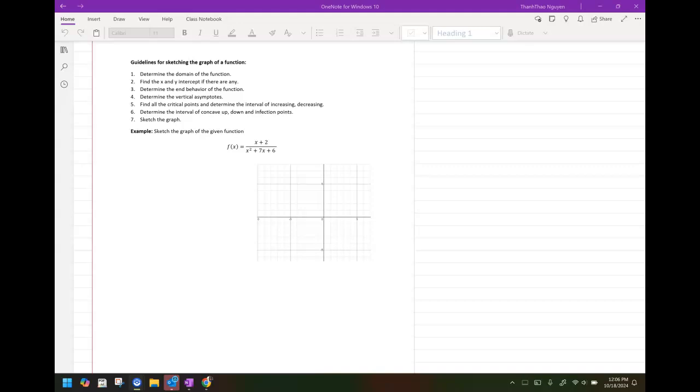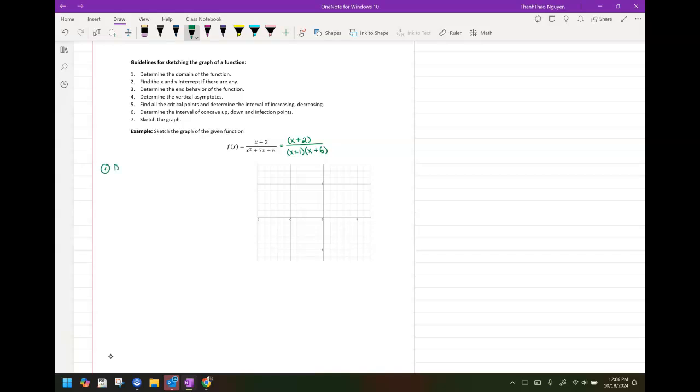Sketch the graph of the given function f of x equals x plus 2 divided by x squared plus 7x plus 6. First of all, we go ahead and factor the denominator of f of x. This equals x plus 2 divided by x plus 1 times x plus 6. Now this will give us the domain of the function.